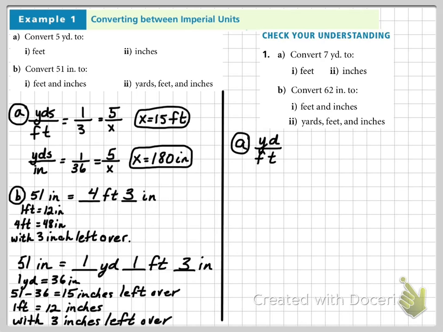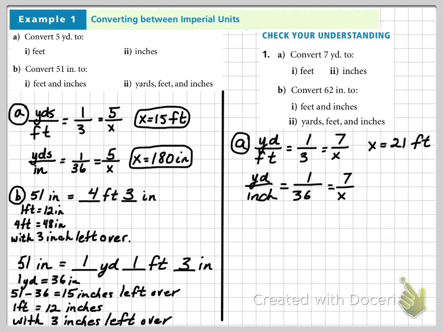Here we go. Yards to feet. 7 yards to feet: 1 yard is 3 feet. So 7 yards, cross multiply, you should have gotten 21 feet. Yards to inches is 1 to 36, which is 7 over x. Again, cross multiply, and you should get x is equal to 252 inches.